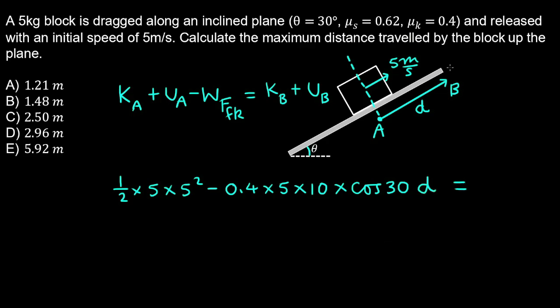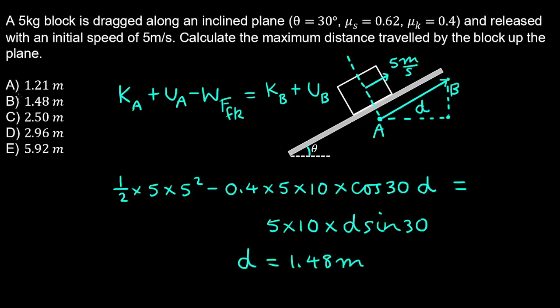And that's equal to the kinetic energy at B, which is 0 because we want to find the maximum distance, so the block comes to a stop, plus the potential energy at B, which is the mass of the block by the gravitational acceleration by the height. So this distance is d sine theta. And calculating this out, we get a distance of 1.48 meters. So the correct answer is B.